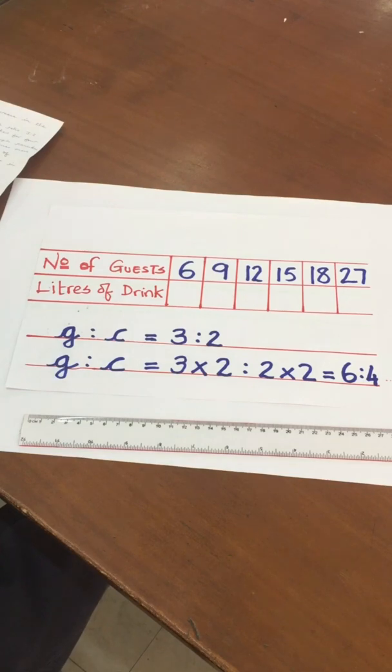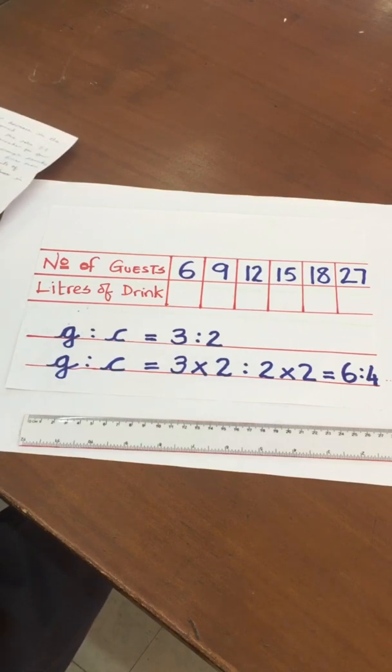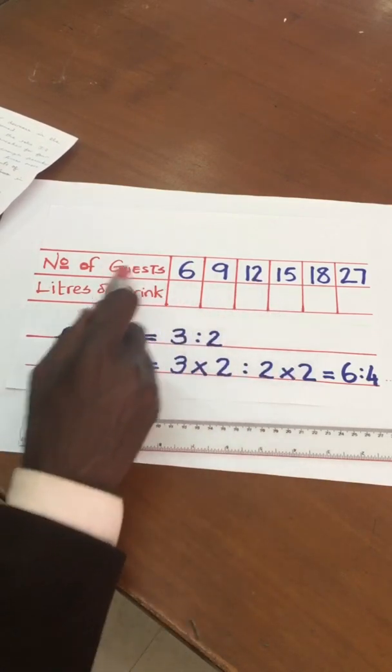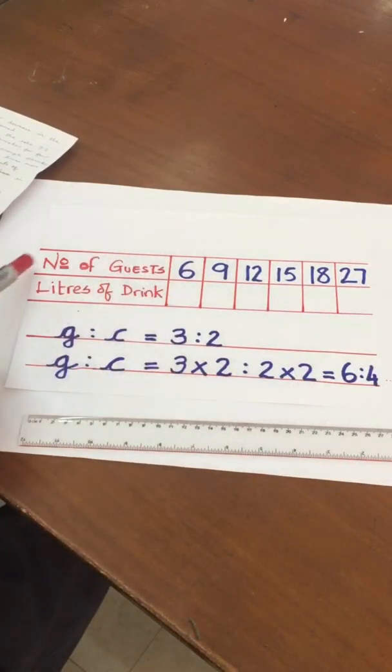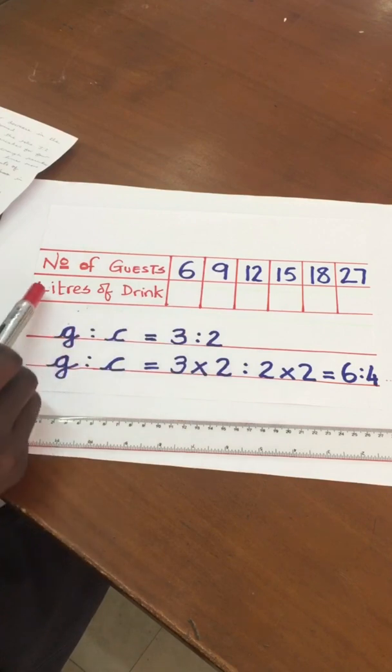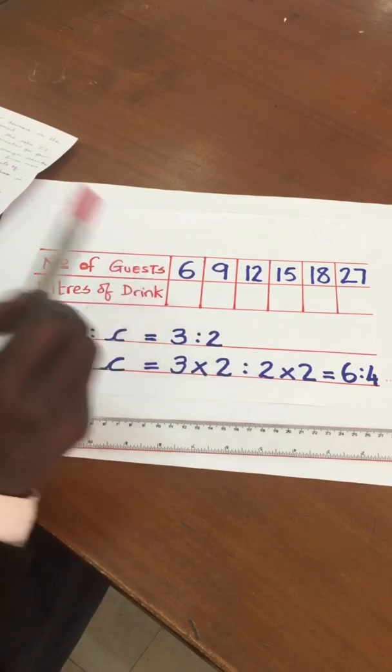there is Mirupi who plans to buy 2 liters of cold drink for every 3 guests at her party. Then we are asked to complete the table as the table that I have here. You can see number of guests and number of cold drink.